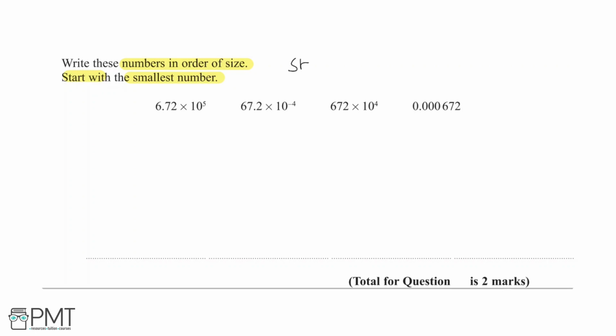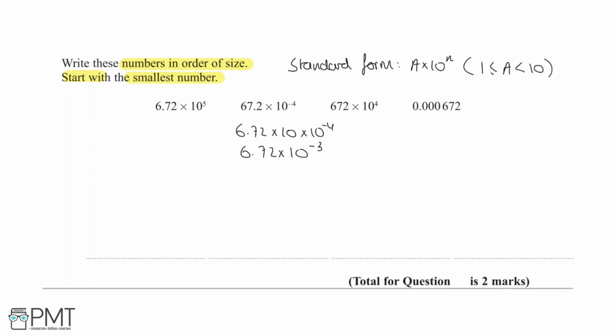Standard form is a times 10 to the n, where a is between 1 and 10. Notice a strict inequality, because it includes every number up until but not including 10. So 6.72 is in this form, so that's all good. To change 67.2 times 10 to the minus 4 into this form, we are first going to divide 67.2 by 10 to get 6.72, times 10 to the minus 4 becomes times 10 to the minus 3, because 1 minus 4 is minus 3.